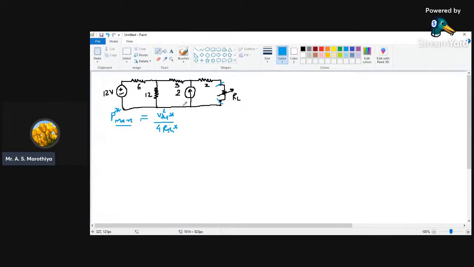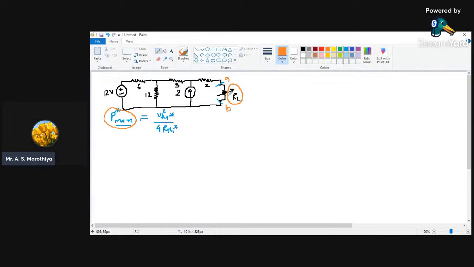That means I can say that the maximum power transfer theorem is simply an extension of Thevenin's theorem, because in order to calculate the value of Pmax, first of all we have to calculate VTH followed by RTH, and these two values are nothing but the Thevenin's equivalent representation of a given network. So when we remove this load resistance across this terminal, let us consider that this terminal is A and this terminal is B.